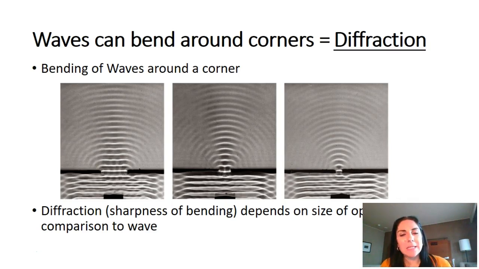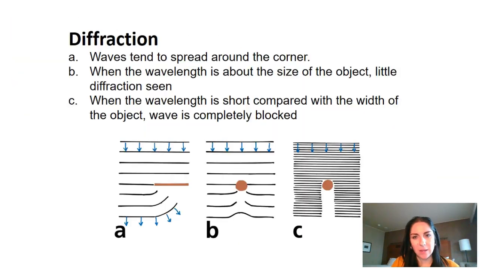Finally, we'll talk about the last topic, which is called diffraction. So it turns out waves can bend around corners. I'm going to use this quickly as a visual.